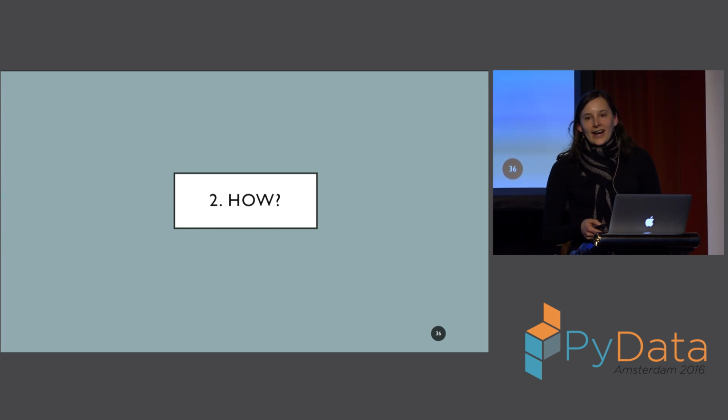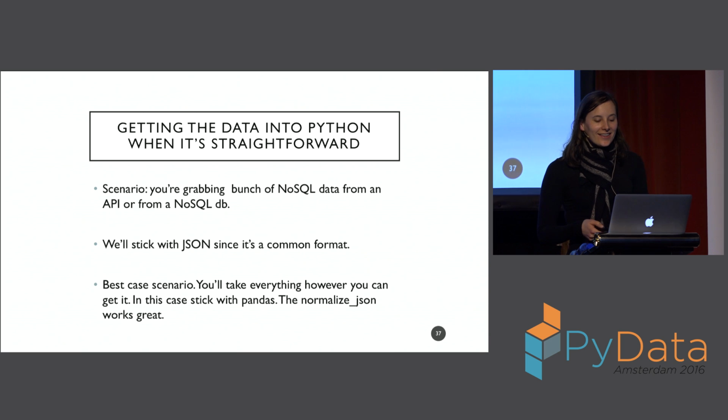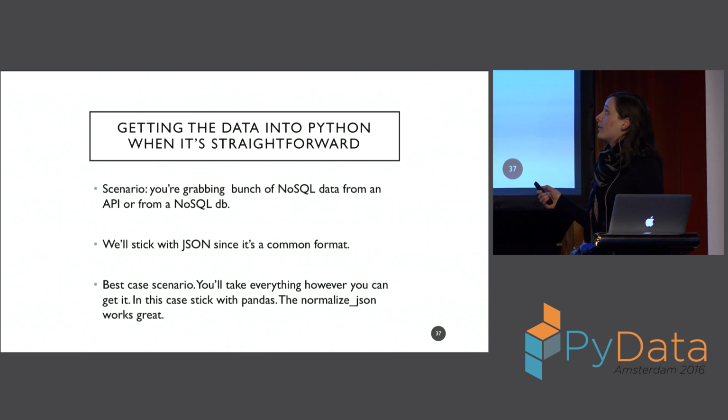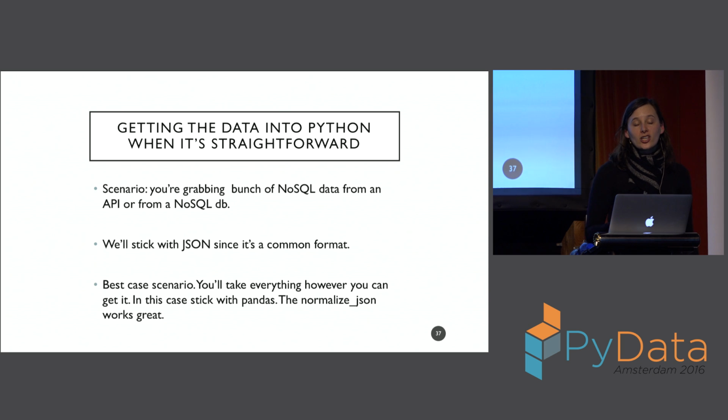Okay, so on to the how. Definitely the most boring part of the talk. If you want to go to sleep, this is the time. Getting the data into Python when it's straightforward. This is a scenario where you're grabbing a bunch of NoSQL data from an API or from a NoSQL DB. I'm mostly thinking about JSON. It's a common format, especially for textual data. Best case scenario, you sort of take everything you can get.